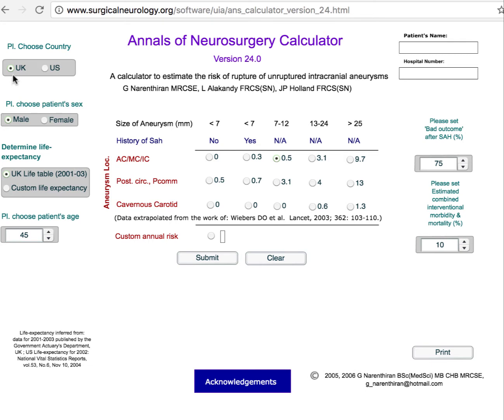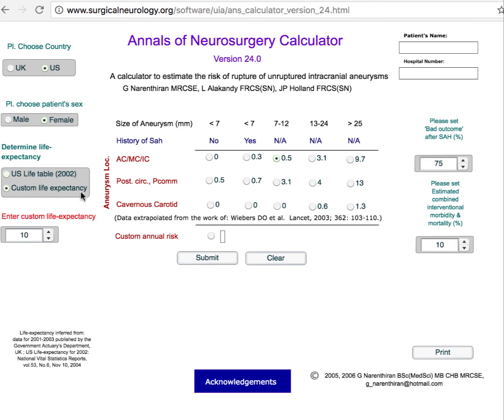In terms of the life tables already programmed into this calculator, they are the UK and US. Let's say we want to calculate the lifetime risk of a female patient from the US, then it automatically pulls the life table of the US from 2002. Now we are in 2017, and the life expectancy of US people would have changed. So nowadays, I think it's safer to use custom life expectancy.